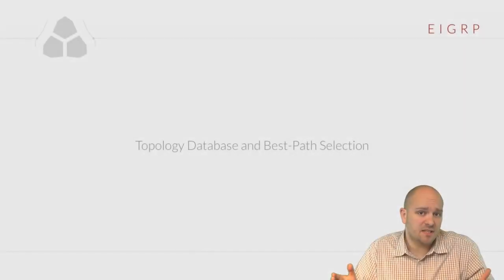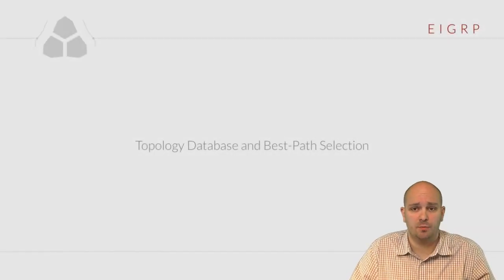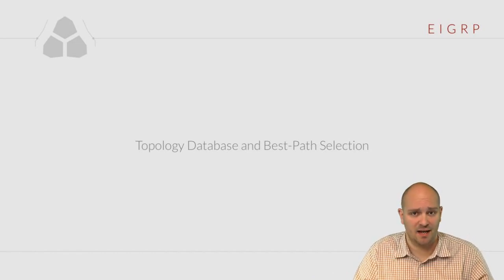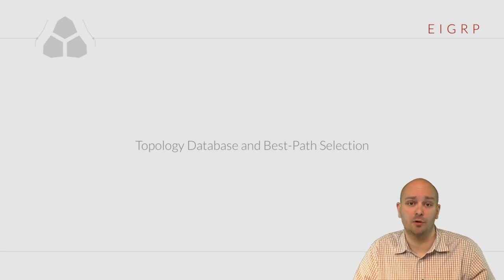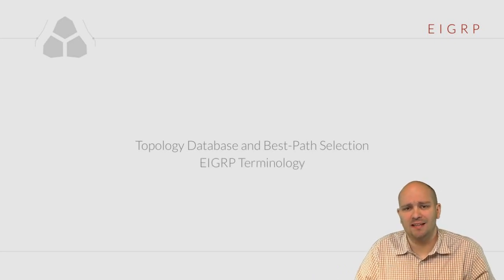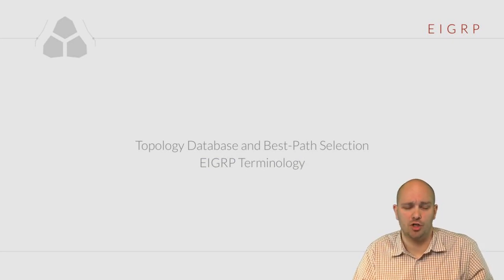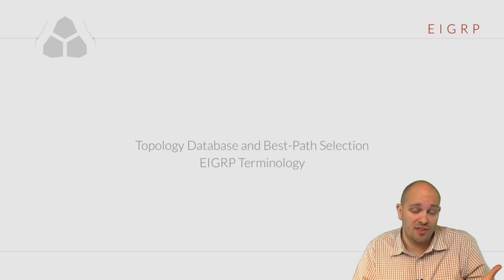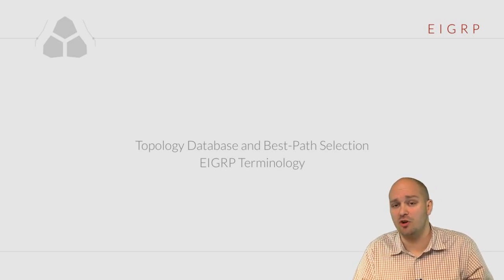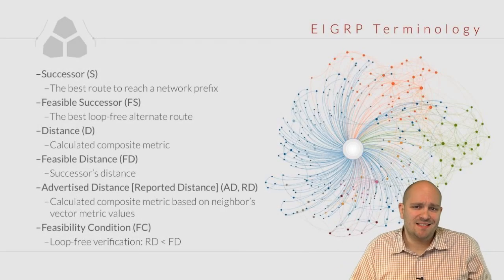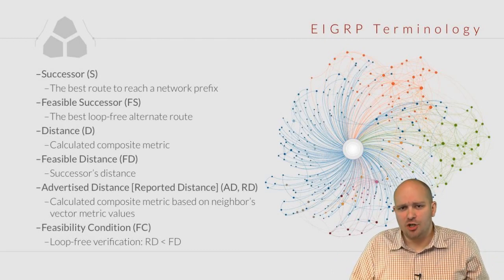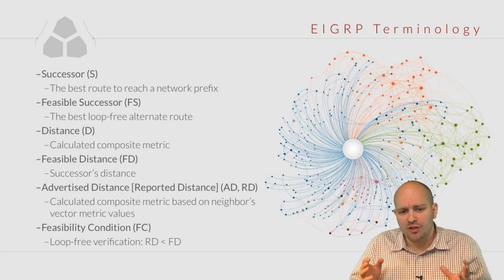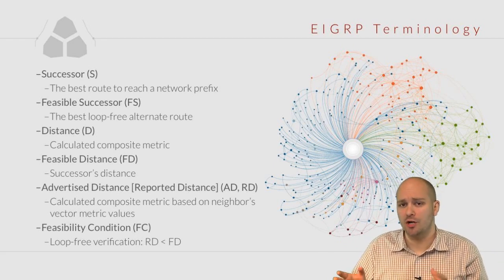The time has come now to talk about the EIGRP topology database and the best path selection. But as you are probably used to by now, before I can do that, I have to talk about one other thing. And that other thing is specific EIGRP terminology, specific names for certain things that EIGRP is using that pretty much no other routing protocol does. What are these terms? The first one is a successor. Sometimes this is referred to simply as S. Successor is EIGRP's name for the best route to reach a particular network prefix.